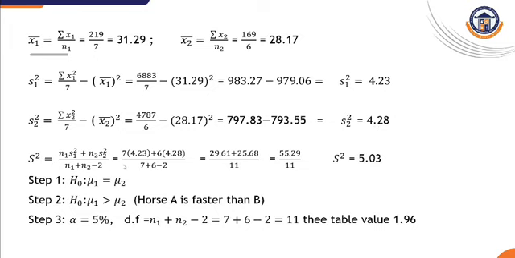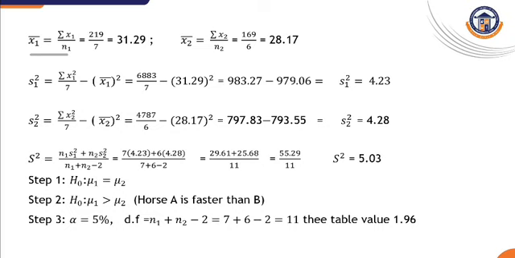Therefore our S squared formula is n1 S1 squared plus n2 S2 squared divided by n1 plus n2 minus 2. We already determined the n1 value is 7 and S1 squared equal to 4.23, and 6 into S2 squared equal to 4.28, divided by 7 plus 6 minus 2. We simplify this value: 55 plus 29 divided by 11, and the S squared value becomes 5.03. So these are our previous calculation values before going to the student t-test.